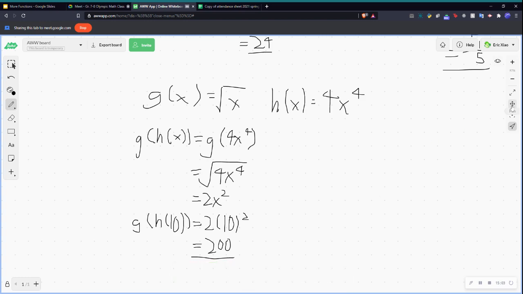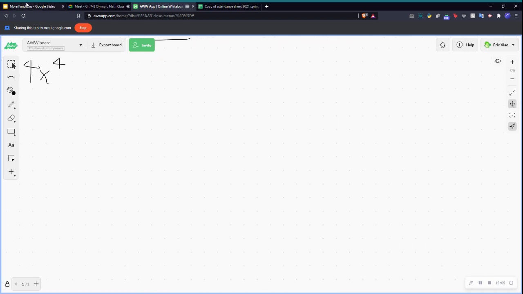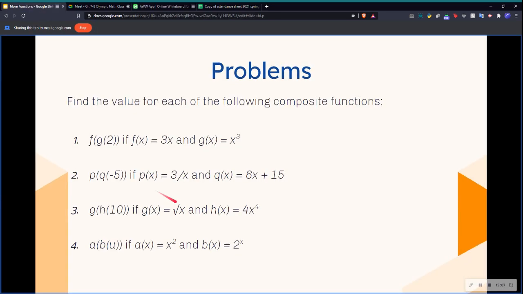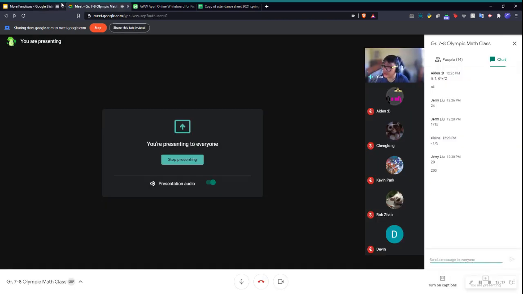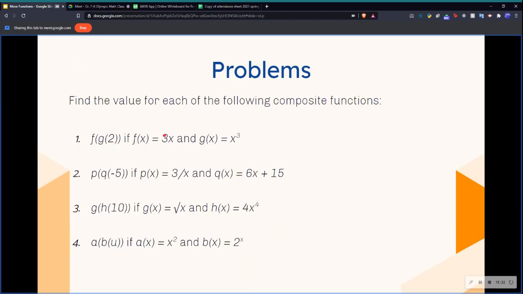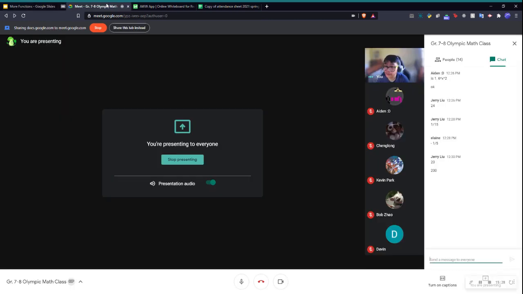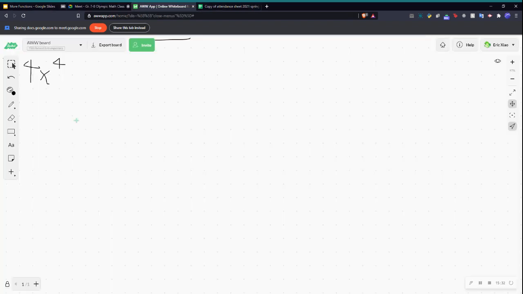All right, nice job. Now, what was the final question? All right, what did you guys get for question number 4? So instead of a number, now we just have a variable u. So we just want to find the expression, basically. So what did you guys get for question 4? This one's a bit tricky, so let's do it together.